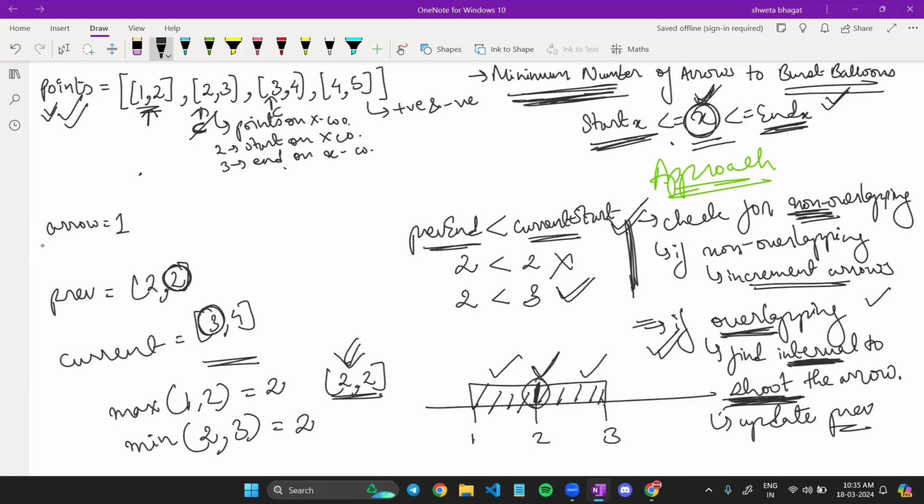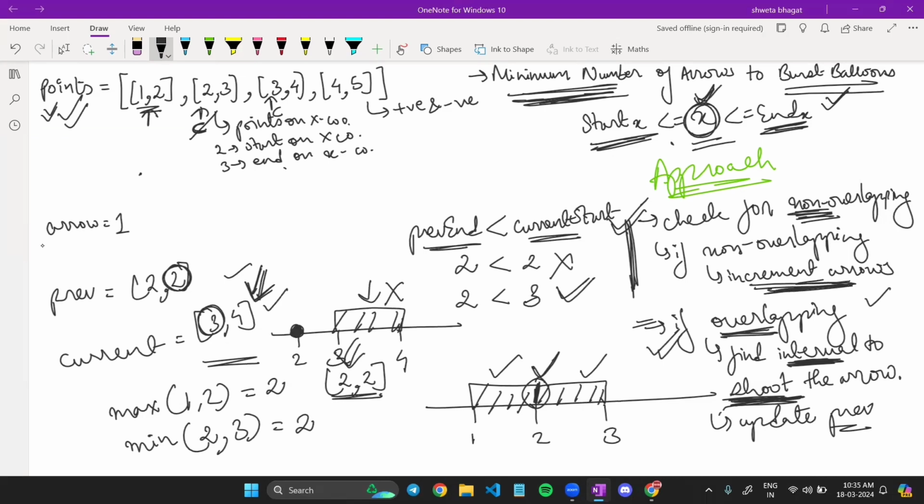So if we represent these 2 points on number line, we will have 2 over here, 3 over here, 4 over here. Where is this point? This point is over here, right? That is, we are shooting the first arrow over this point, that is at 2. And our balloon is from 3 to 4. So if we shoot the arrow at this point 2, will we be able to burst this balloon? No. So it means that these 2 intervals are not overlapping, so I'll have to shoot a separate arrow in order to burst this balloon. Correct?